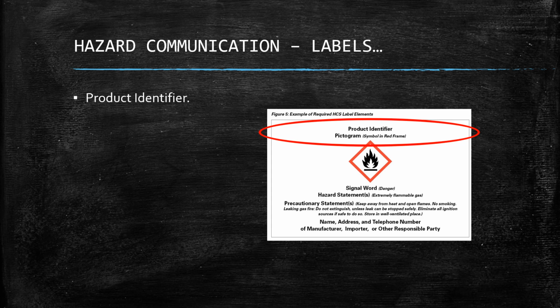Product identifier: how the hazardous chemical is identified, as shown here on the top. Supplier identification, which is the contact information for the responsible party, as shown here on the bottom.